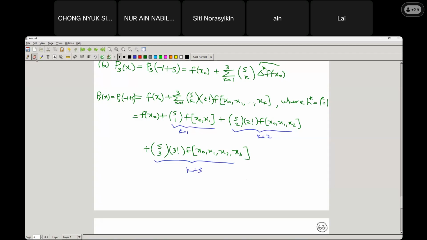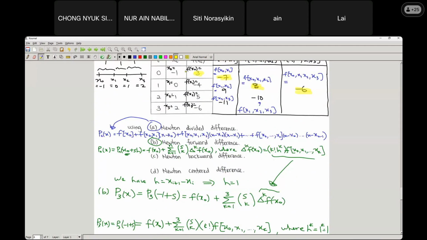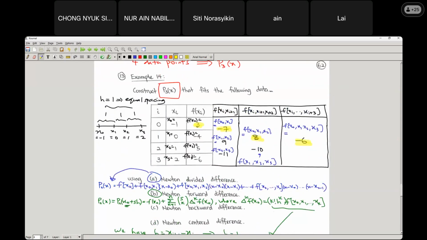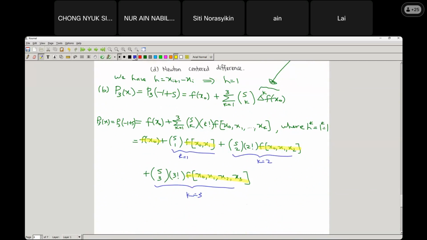So what values do you need? You need f(x0), and f[x0, x1]. We need this one, this one, and this one. This means we have to take the ones that I've highlighted here and put them into the formula. Substitute everything into the formula. Go back home and try, because I don't want to repeat again.